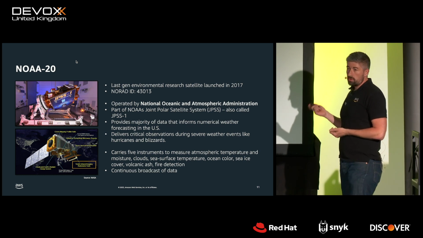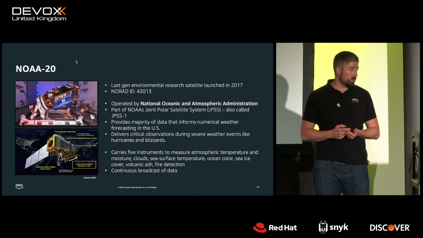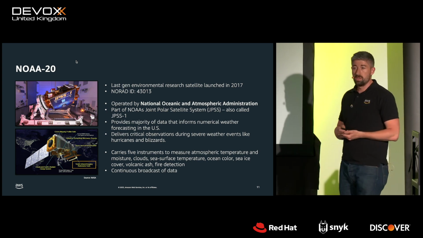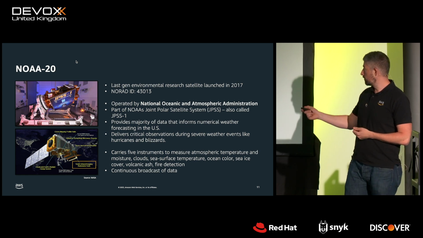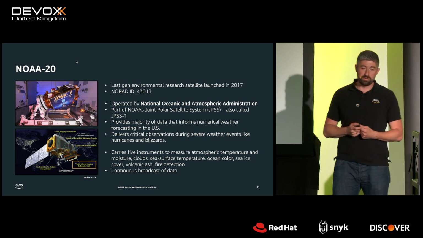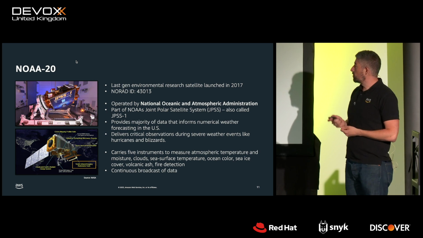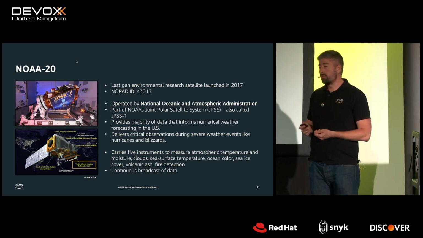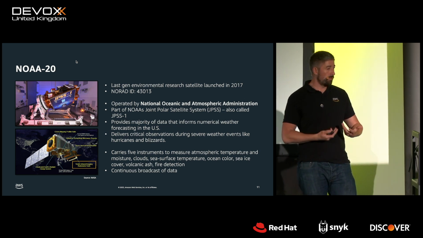So satellites, the ISS has a NORAD ID. It is part of the Joint Polar Satellite System, and it's also called JPSS-1. That was the sort of working name while it was built. Now it's officially called NOAA 20. So if you read JPSS-1, it refers to the same satellite, just a different name. What it does is it provides the majority of data that informs the numerical forecasting of weather for the US.